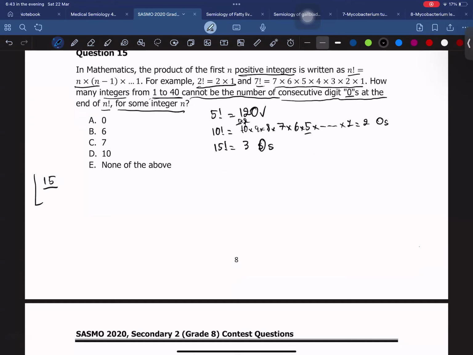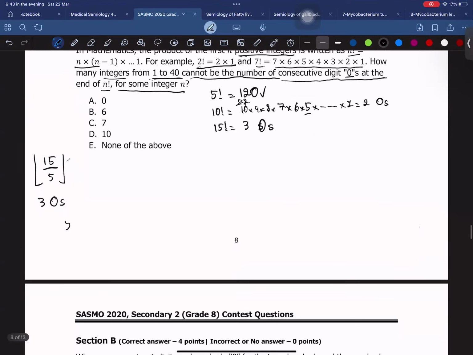For 15 factorial, we can just use 15 divided by 5 with the floor function, so we have 3, so the number of zeros is 3. If you want to test it, it's 5 times 3, 10 times 2 and 5 times 2, which means 3 zeros. And the numbers between, 14, 13, 12 and 11, have no 5, so they cannot lead to more zeros. So in here, 15 factorial gives us 3 zeros.